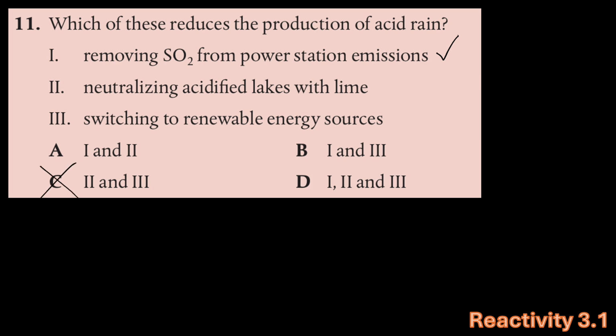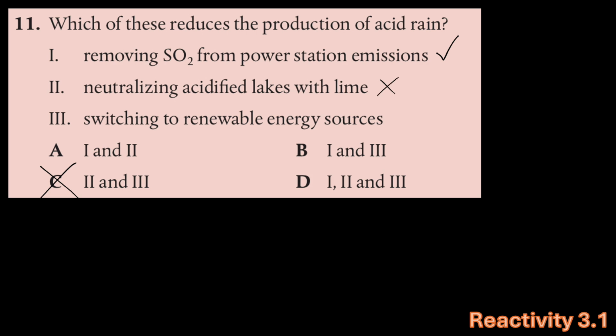Number 2 says neutralizing acidified lakes with lime. So that's not going to reduce the production of acid rain because it's a local solution to the problem of acidification rather than addressing the source of the acid rain itself. So that's not actually going to reduce the production of acid rain.